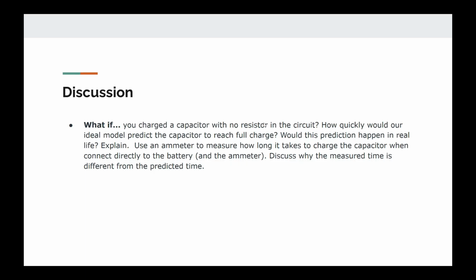The main discussion question that we must focus on is what if one charged a capacitor with no resistor in the circuit? In an ideal model, this would charge instantly because the exponent to e for the charging equation would end up going to 0, so e to that would become 1 immediately, and the current would immediately become the input current. This does not happen ideally because there is some resistance in the circuit.